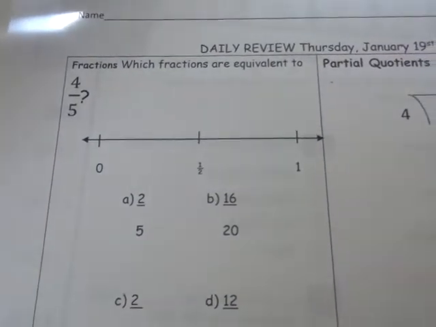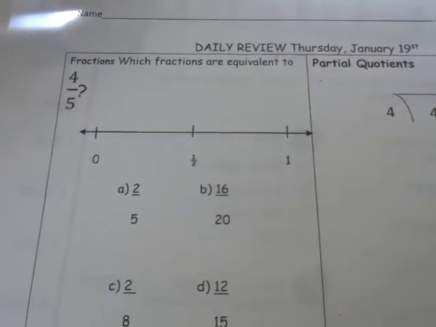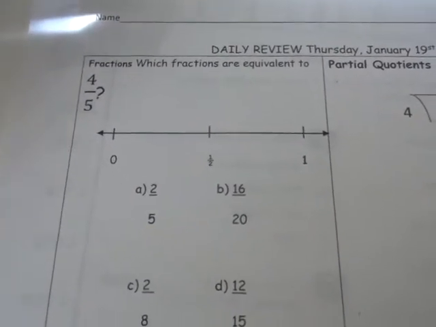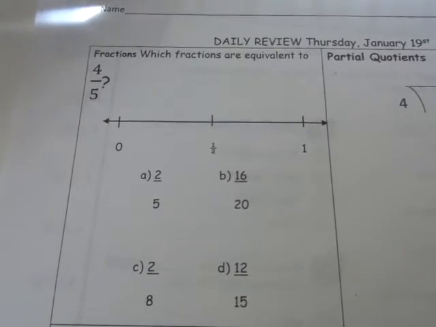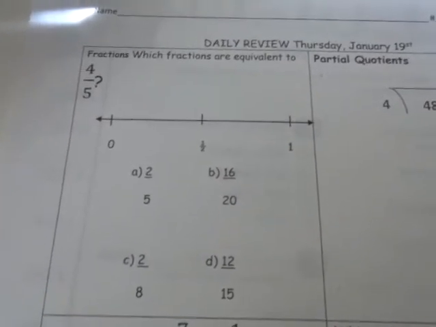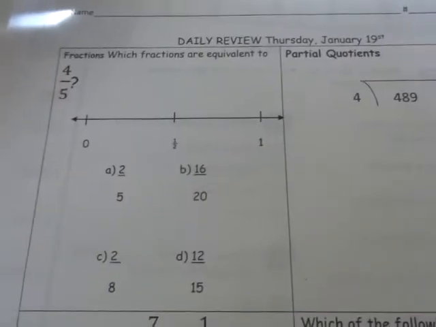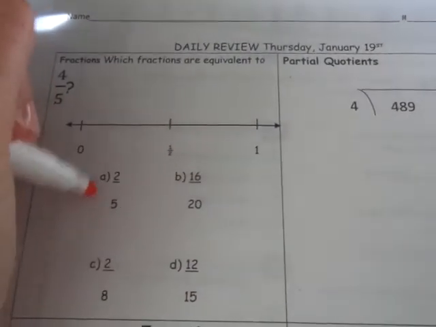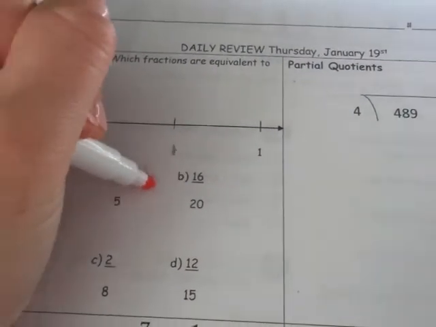First question, which fractions are equivalent to 4/5? So you can solve this in a couple ways. You can cross multiply or you can reduce. I am going to cross multiply. So we're looking at A, 4/5 and 2/5.